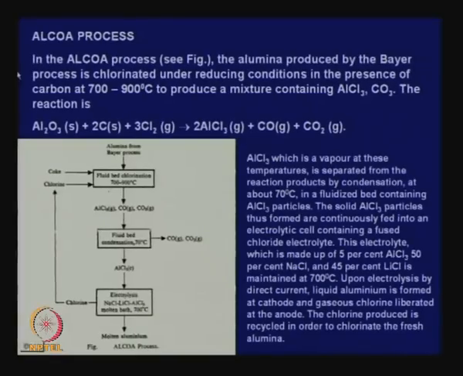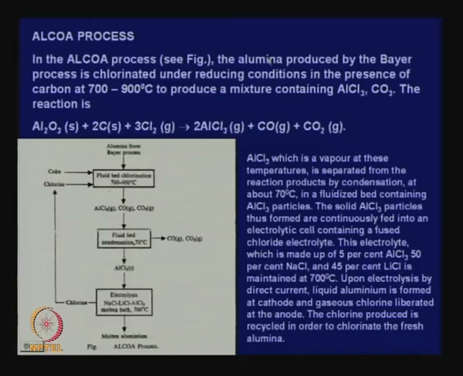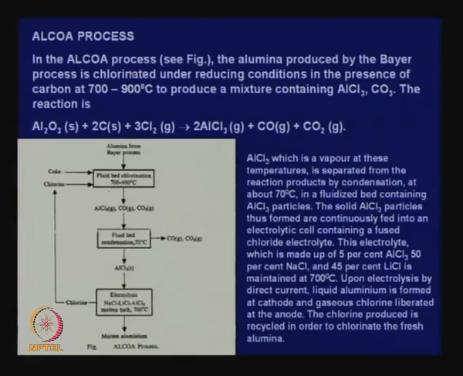They wanted some other solute in some other solvent, and the aim was to produce aluminum trichloride for subsequent electrolysis. So, the alumina produced by the Bayer's process is still required. That is the starting point. You get pure Al2O3 that has come from Bayer's process. Now, it will be chlorinated.